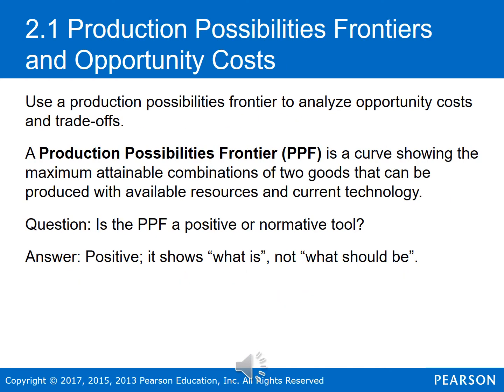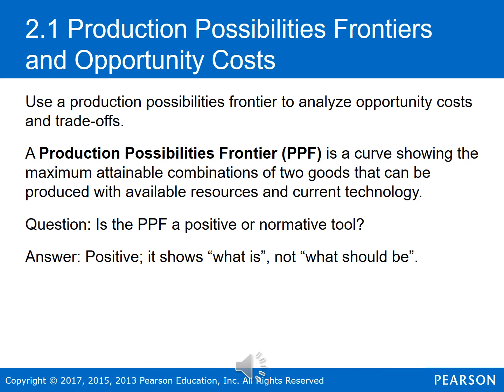So in this first section, we'll use a production possibilities frontier graph to analyze the opportunity costs and to explore the trade-offs that firms, individuals, and societies face. To give you a definition, the production possibilities frontier is a curve showing the maximum attainable combination of two goods that can be produced with available resources and current technology. So along the production possibility frontier line on the graph, that will be the best that a society can do while producing those two goods that we're looking at.